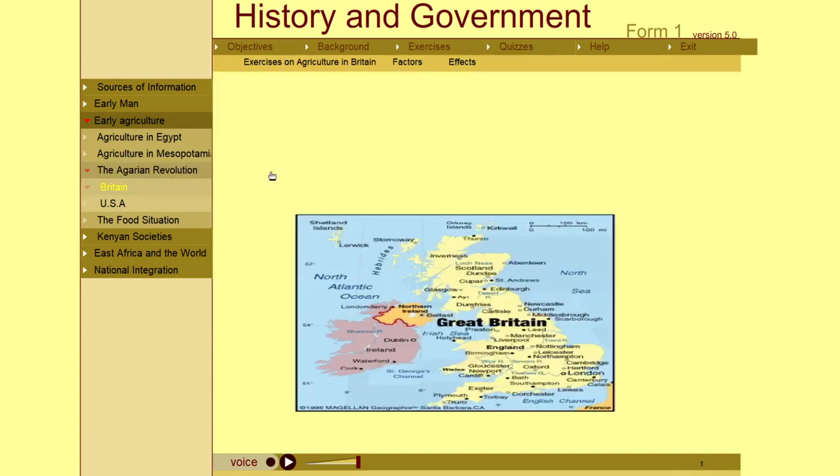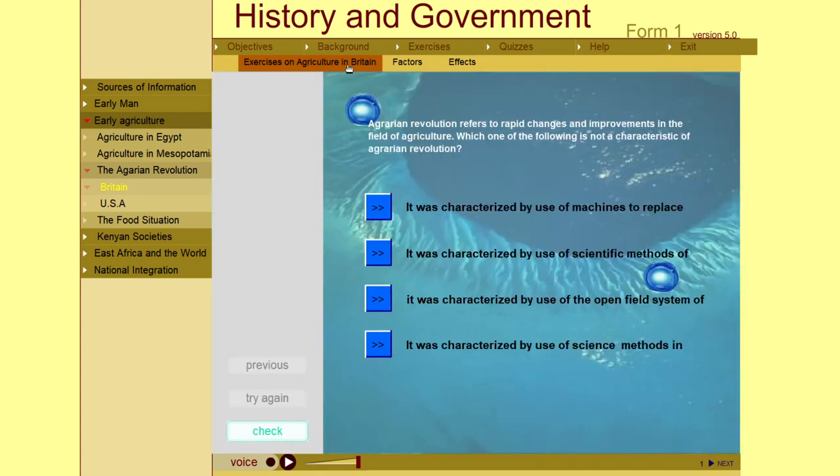Agrarian revolution began in Britain, then spread to the rest of the world. Initially, agriculture before the revolution was practiced on small scale, using simple tools like sticks, wooden hoes, and wooden plows. They mainly practiced monocropping. That is, they grew only one type of crop in the same place every year. Attempt the following exercise.